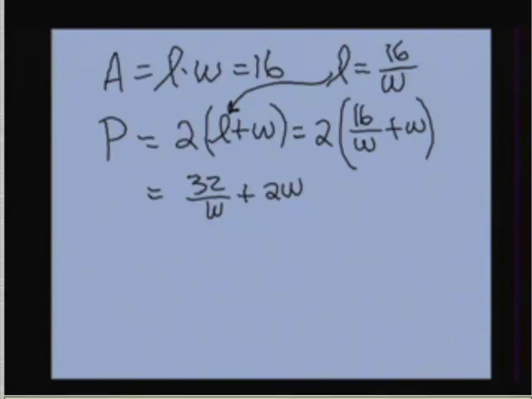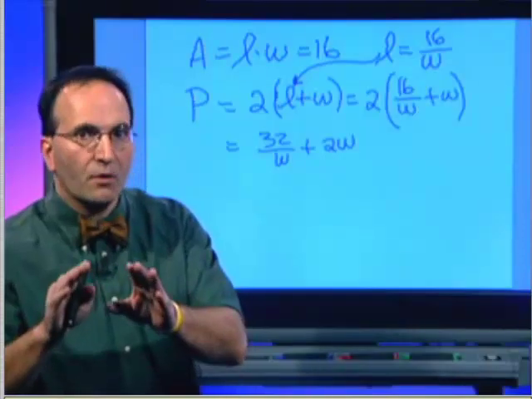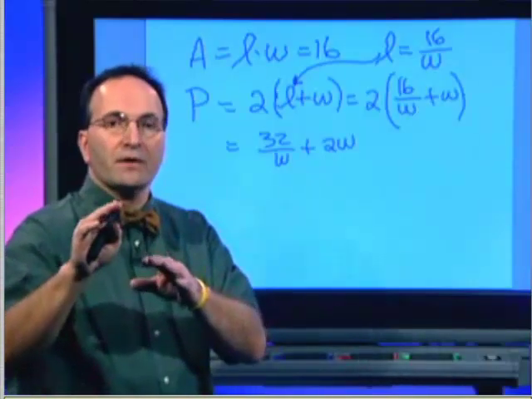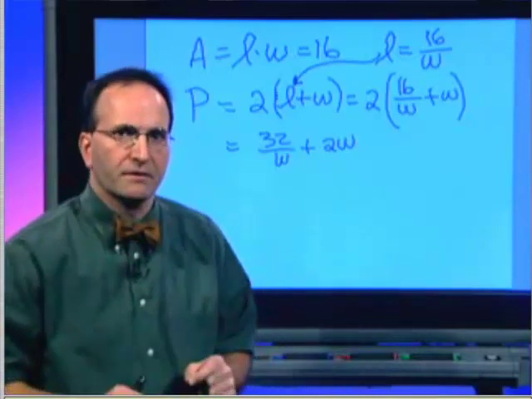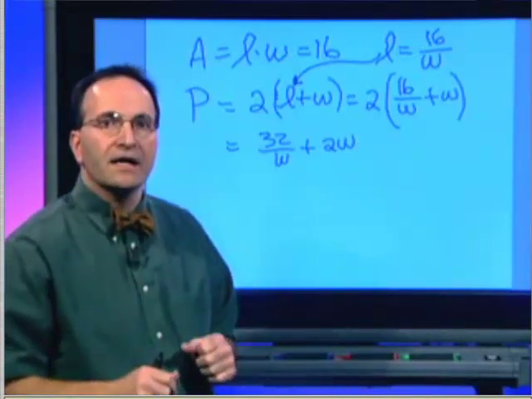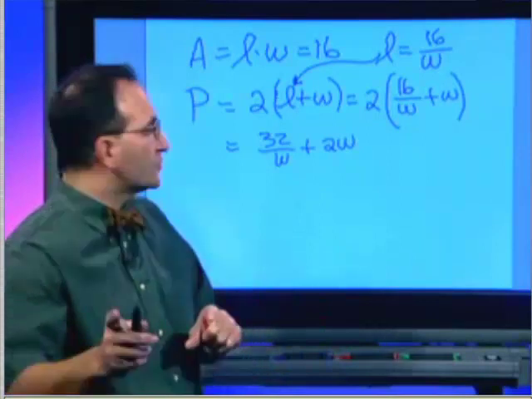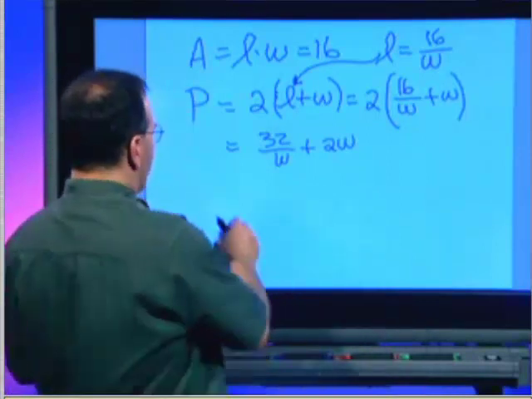And now, because we want to find the minimum perimeter, what we want to do is find the first derivative, because that's what allows us to find either a max or a min. So we take the first derivative of this.